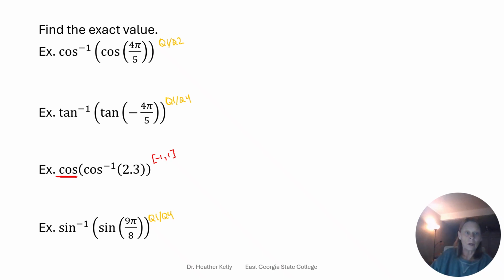Okay, so now this is cloyingly simple looking. Okay? Cloyingly simple. Do not fall for it. But remember, when you have the inverse and the original function together, they do cancel each other out. And we are left with the argument of the inside function.